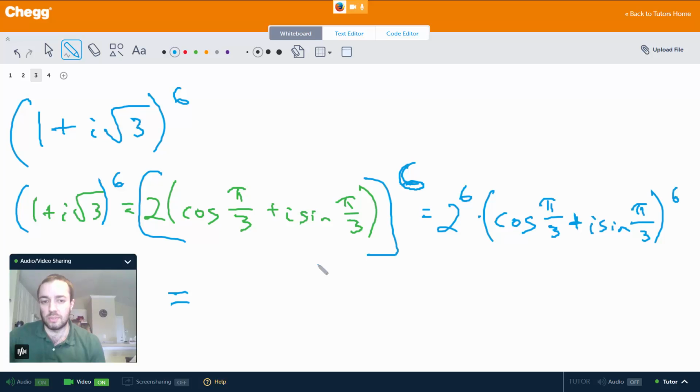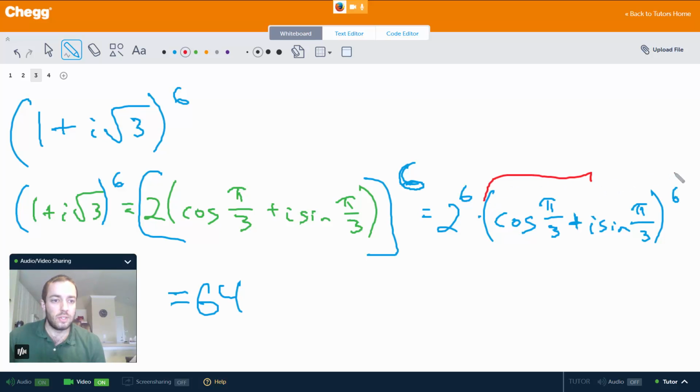So what's 2 to the 6th? Well, 2 to the 6th is going to be 64. So if you're not sure about that, you can just multiply 2 by itself 6 times, which is significantly easier than multiplying this by itself 6 times. So 2 to the 6th is 64. Now, what about this guy right here?